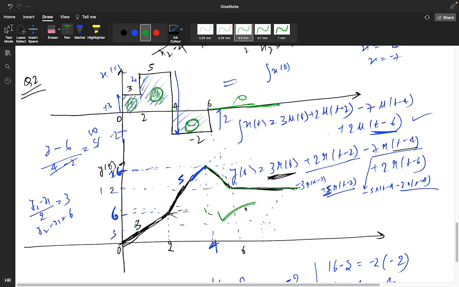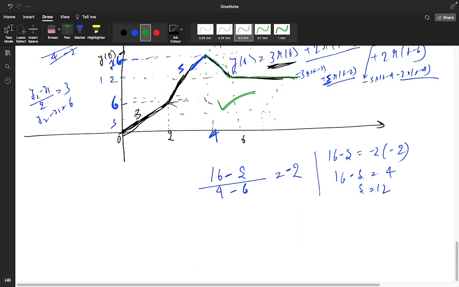Understood, guys? Understood or not? Prasanna? Yes, sir. Priyanka, understood? Prasanna, Priyanka? If any doubt is there, you can ask. Okay, fine.